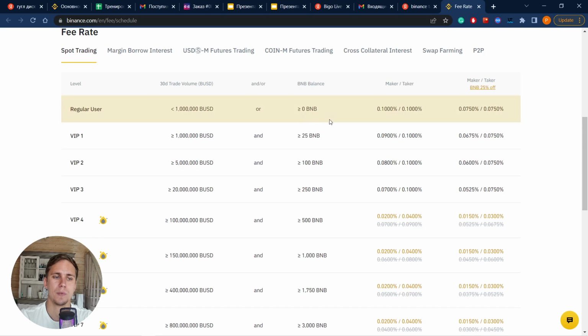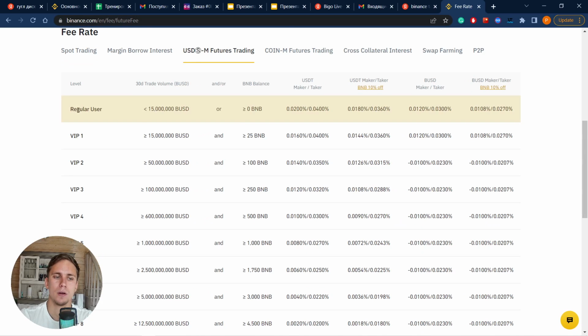Here we see the table for spot trading. Let's see USDM futures trading. For a regular user, for a maker, in USDT, we have 0.018% from each trade. And for a taker, for those who enter by the market at current prices, 0.036% from each position, 2 times higher than that of a maker.